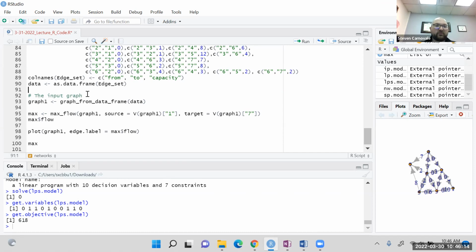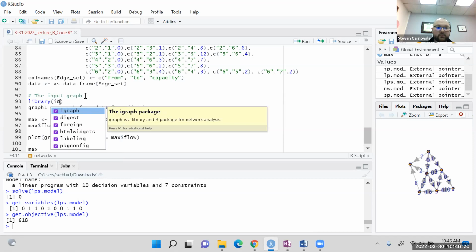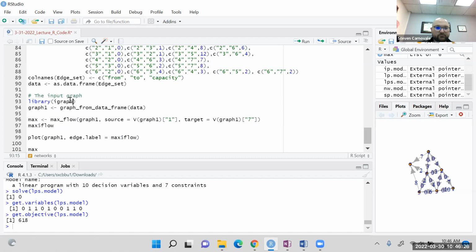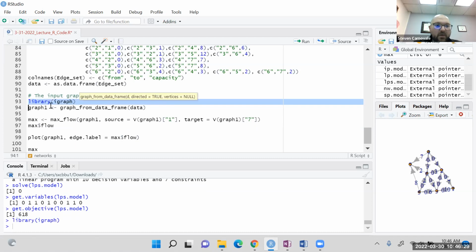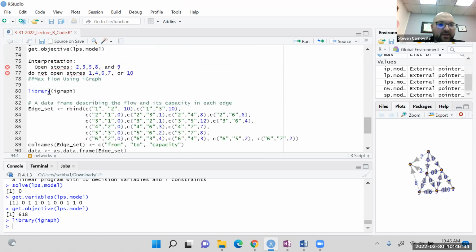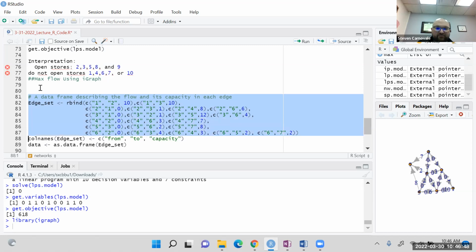You're going to want to load the library iGraph. And so we have this data frame right here. I already put it up there. I guess I'm being a little redundant today. Forgive me. Remember we talked in class the other day about edges. Here I'm very explicitly enumerating the flow and the capacity on each edge.